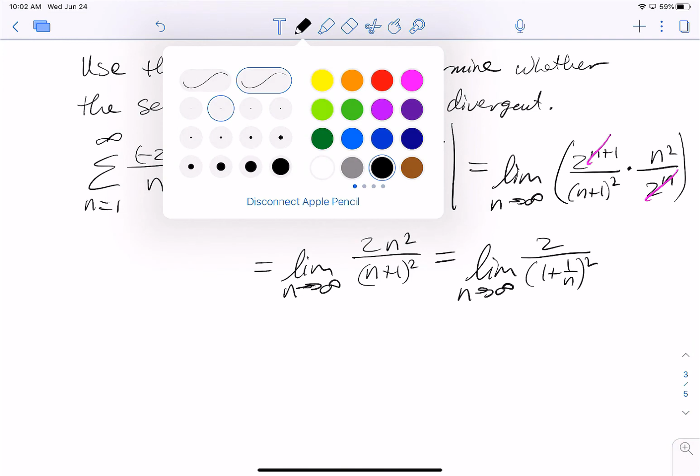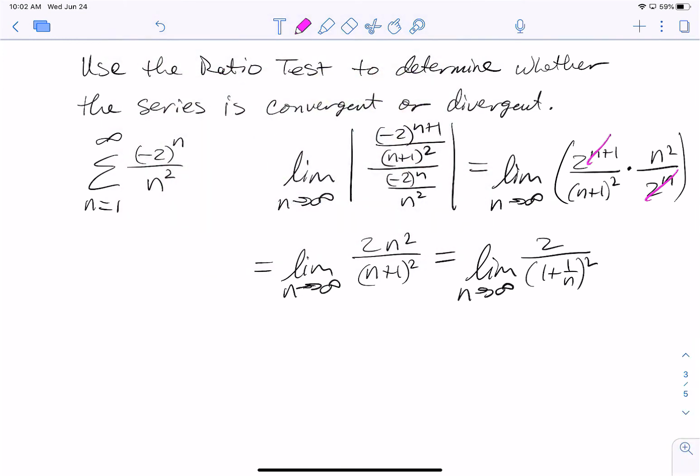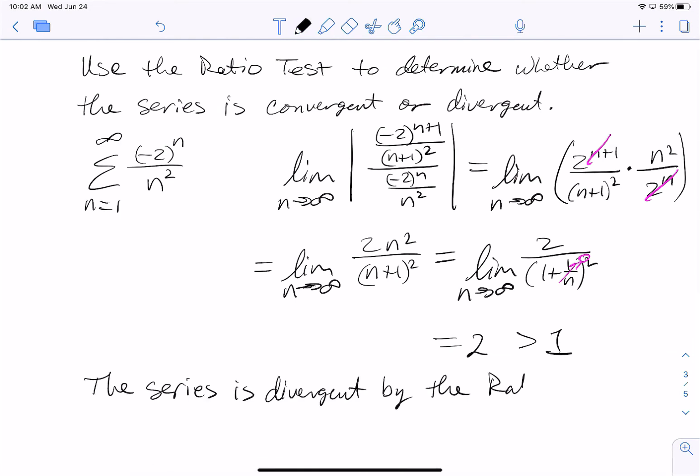In the denominator, that 1 over n, as n goes to infinity, is going to become 0. And this limit is equal to 2. Actually, I'm going to put that down here so that I can say, and 2 is bigger than 1. So this is not like the limit comparison test. I don't just say, oh, it's finite, so we're good to go. It's less than 1, it's greater than 1. And I need that to be the case to draw a conclusion using the ratio test. So the series is divergent by the ratio test.